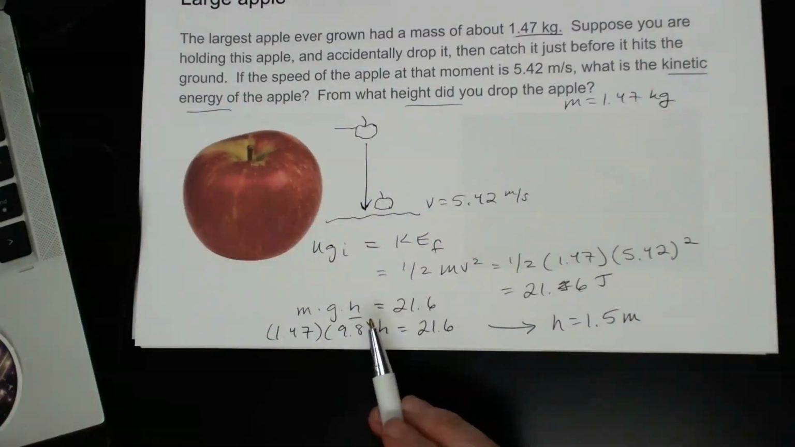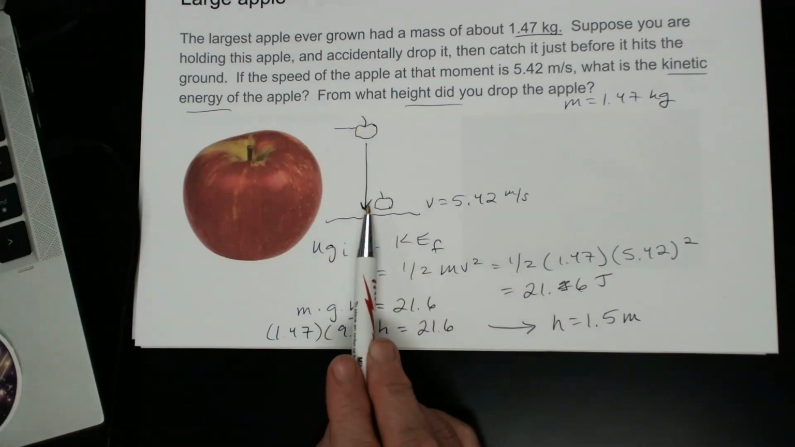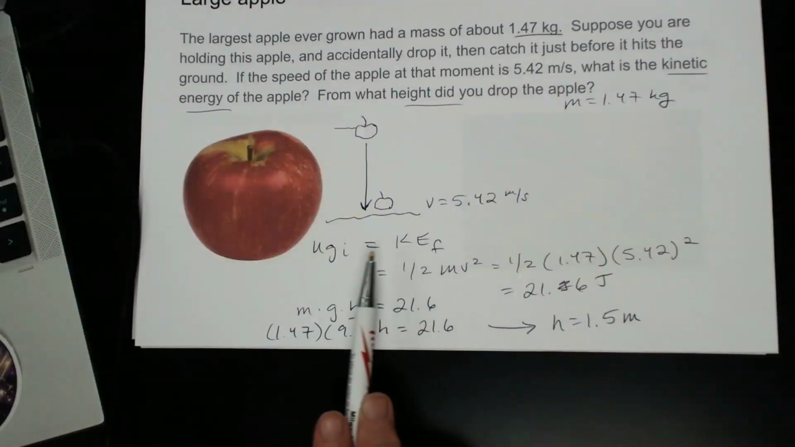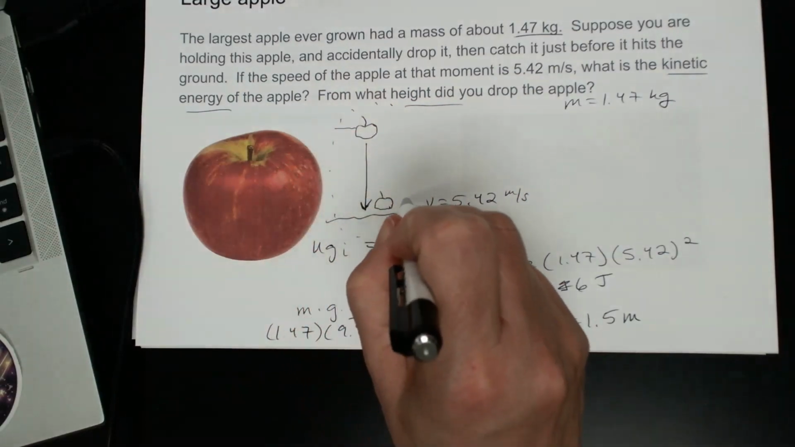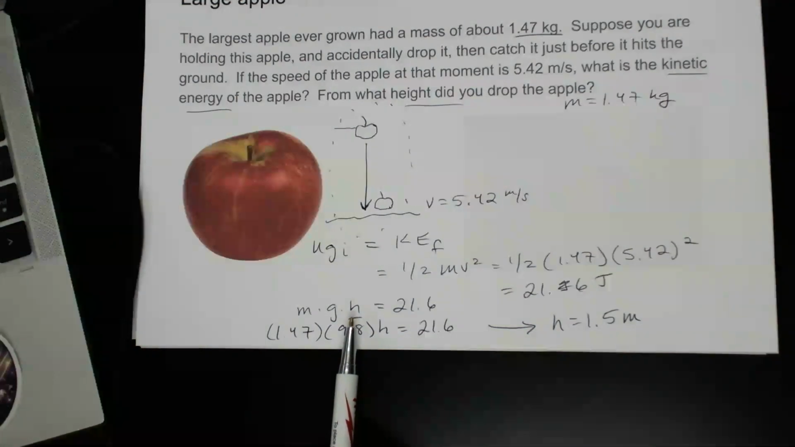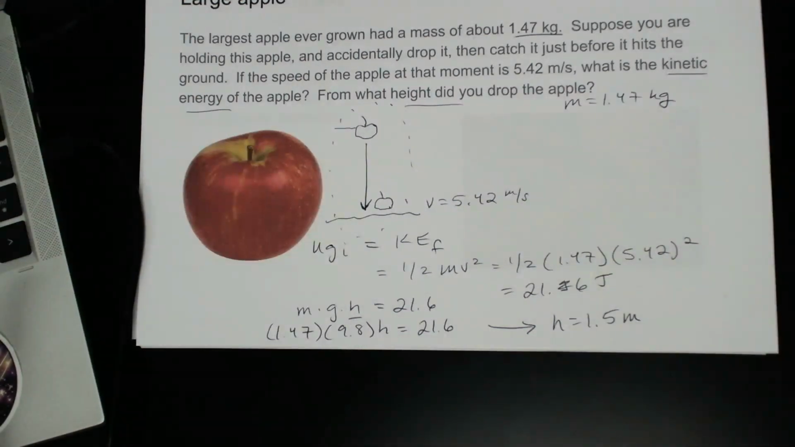So we use conservation of energy there. Our starting point, we had all gravitational potential energy. Our ending point, we had all kinetic energy. We set those equal to each other because this is a conserved, isolated system of the apple and the earth. And then we solved for what we needed, which was the height. So there's 2 more problems, and those will be in the next video.